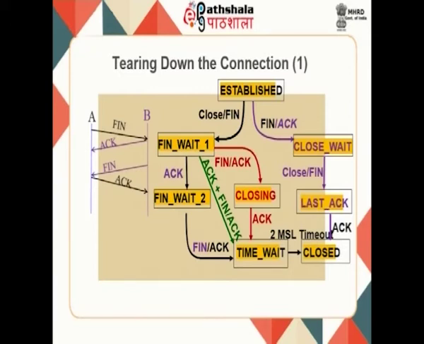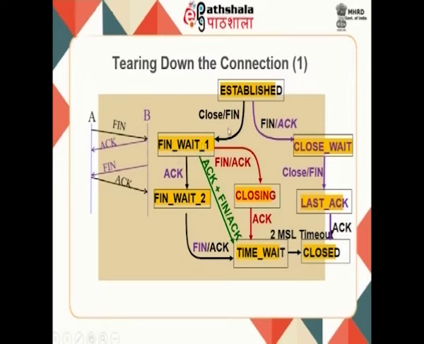We will start off with the established state. Now, one side's application asks us to close the connection. So A, for instance, is asking it to close the connection. In response to its close, it will send out a FIN and move into what is called a FIN wait state. What we mean by a FIN wait state is that it is waiting for a FIN from the other side. It has closed its side of the connection, but it is waiting for a FIN to come from the other side. So it waits in the FIN wait state.